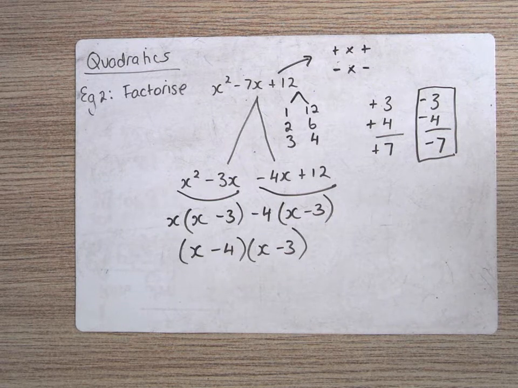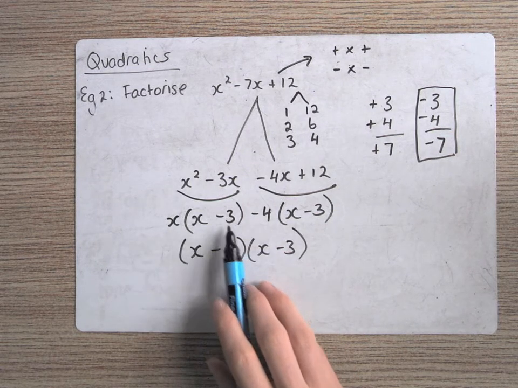But why did you put x minus 4? The outside goes in a bracket and the inside goes in a bracket.